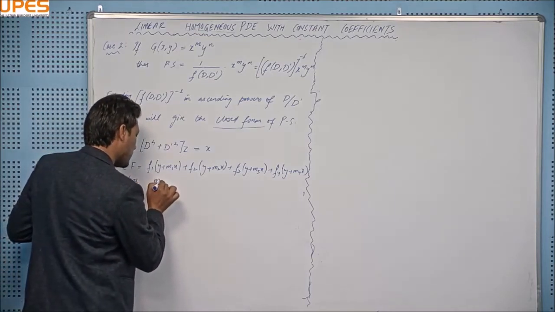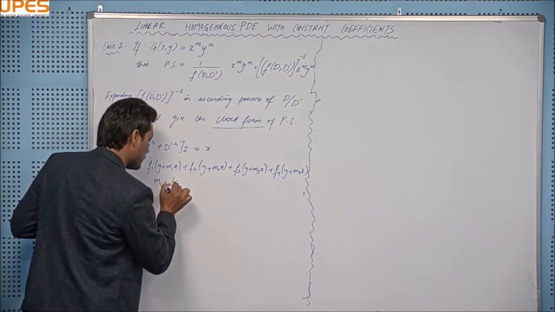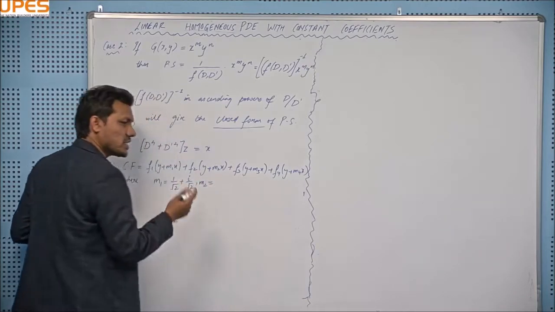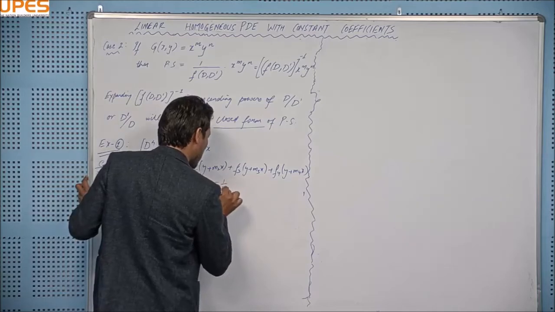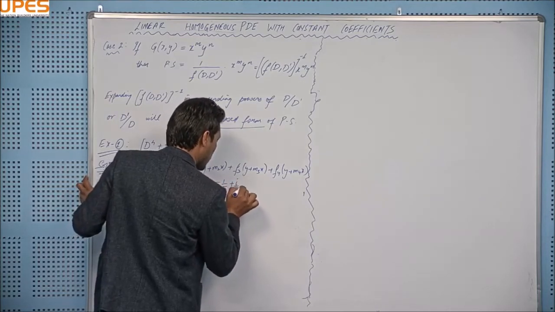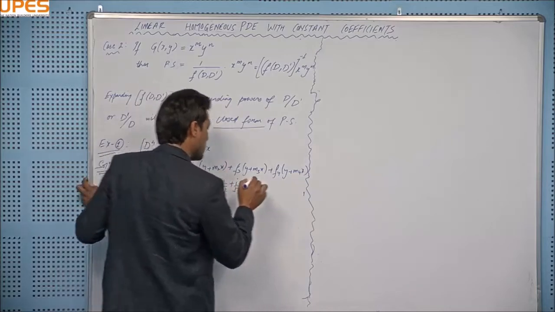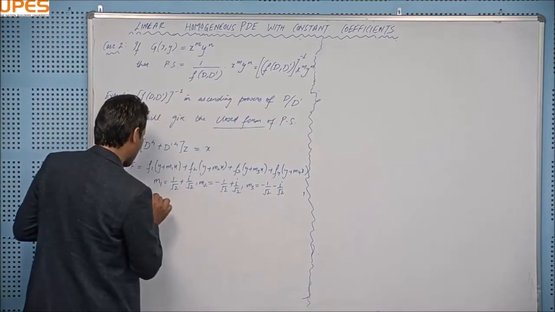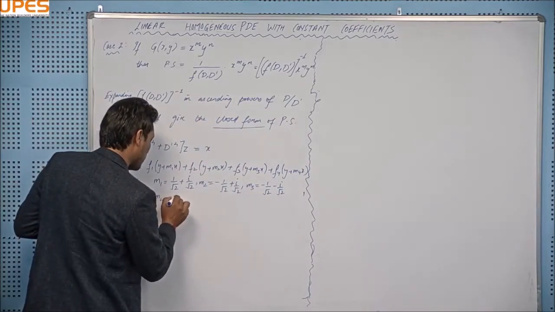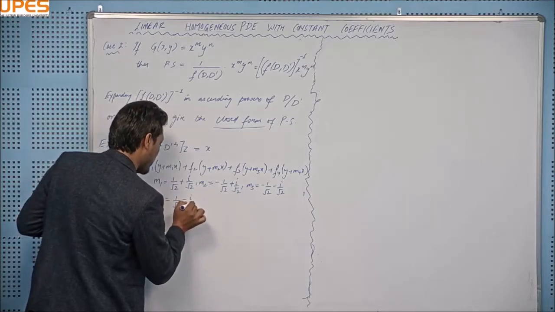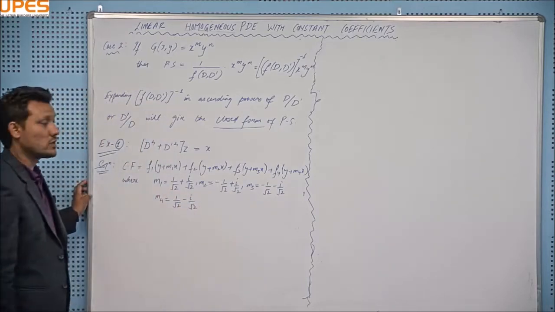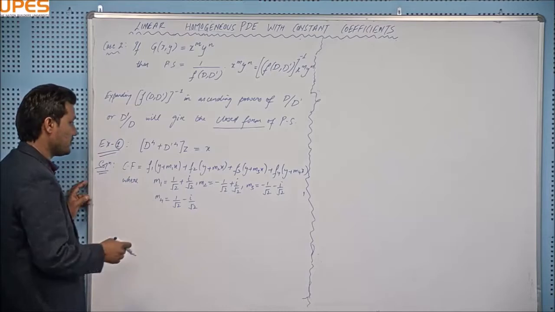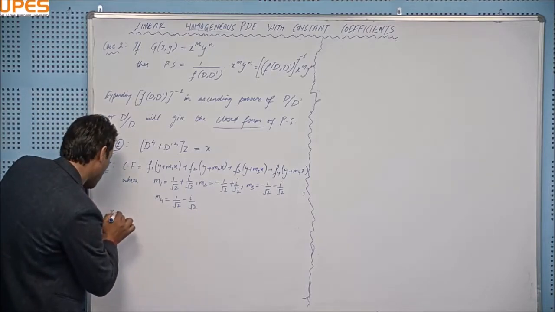m1 was given by, in the first quadrant, 1/√2 + i/√2. m2 was in the second quadrant, meaning x negative and y positive. m3 was in the third quadrant, x and y both negative, and m4 was x positive and y negative, right? These were our m1, m2, m3, m4. For detail, you can refer to our last video. Okay, so this is our CF, and now going on to the particular solution.